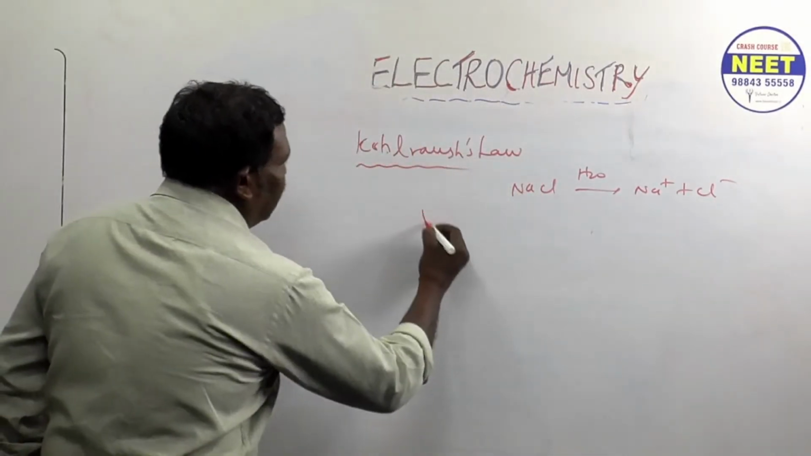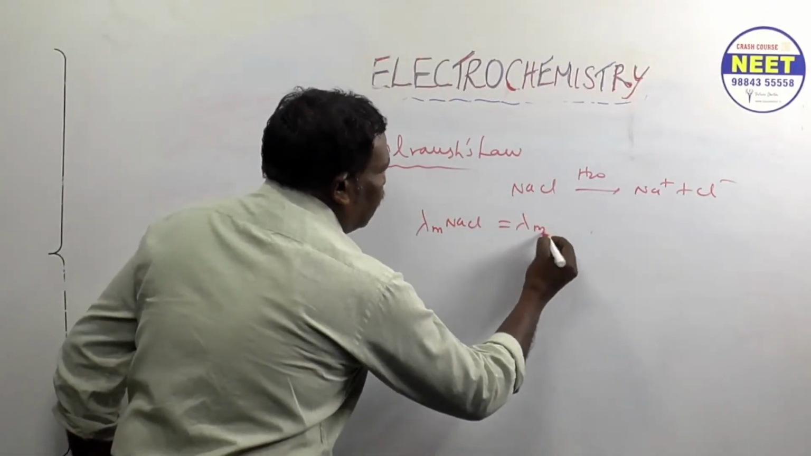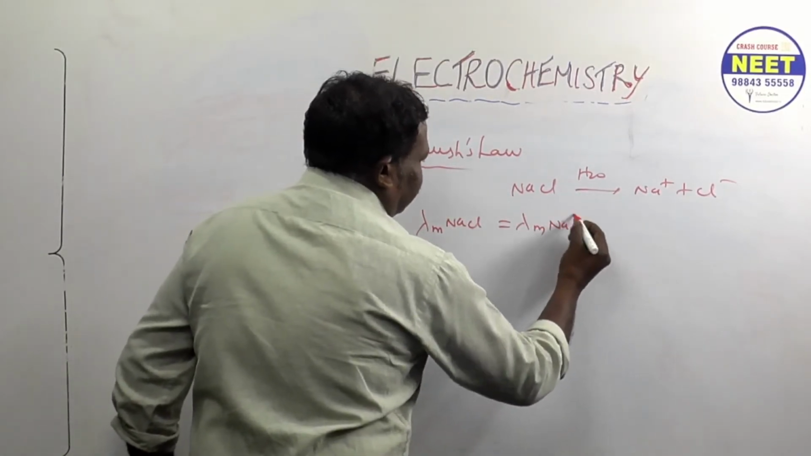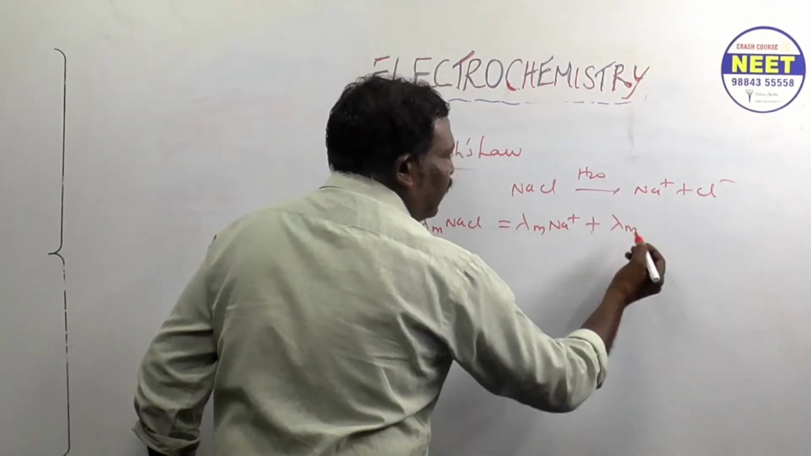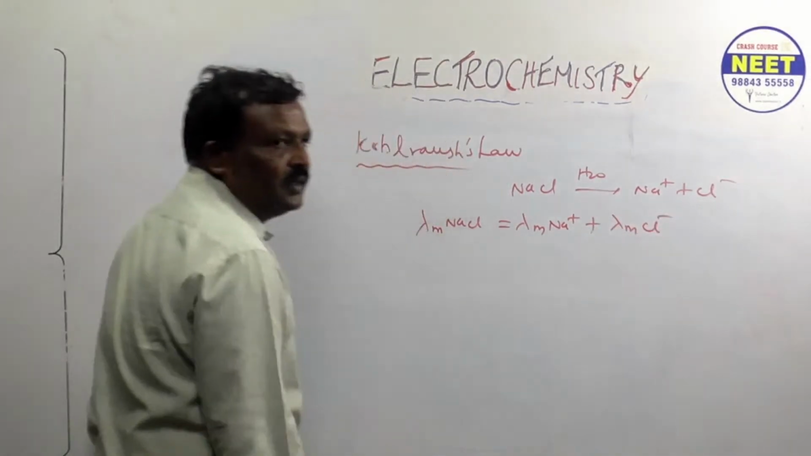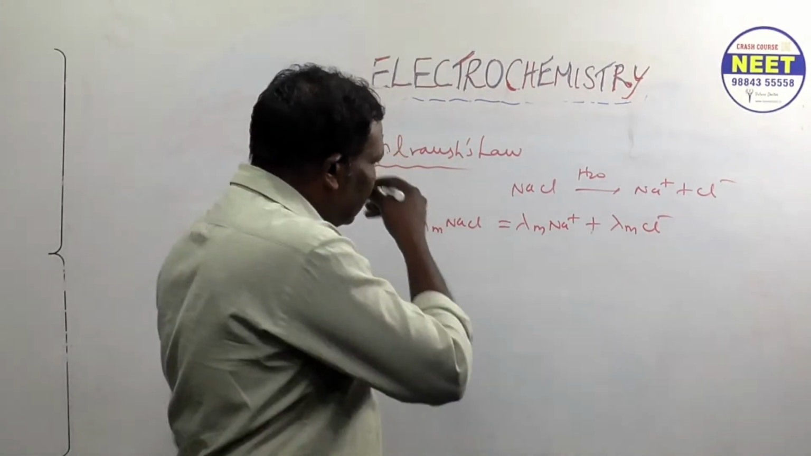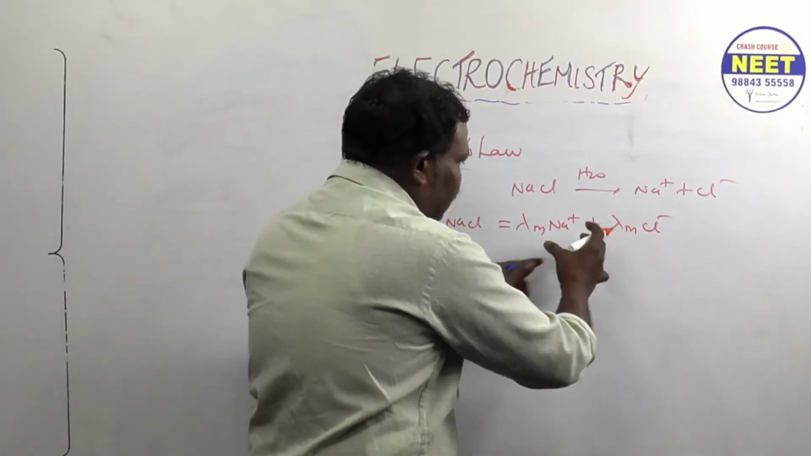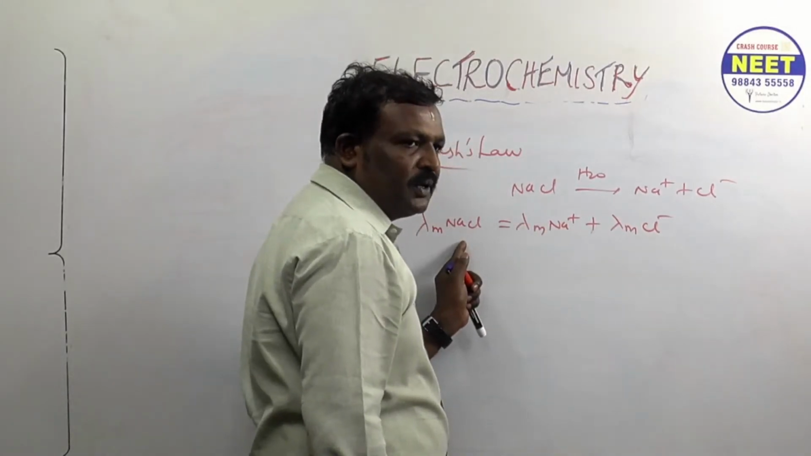So here I am writing lambda m naught of NaCl is nothing but lambda m naught of Na plus plus lambda m naught of Cl minus. It's a univalent electrolyte, so simply we can split. All the values they will give, the sodium ion and chloride values. You add these, and we can get lambda m naught of sodium chloride.